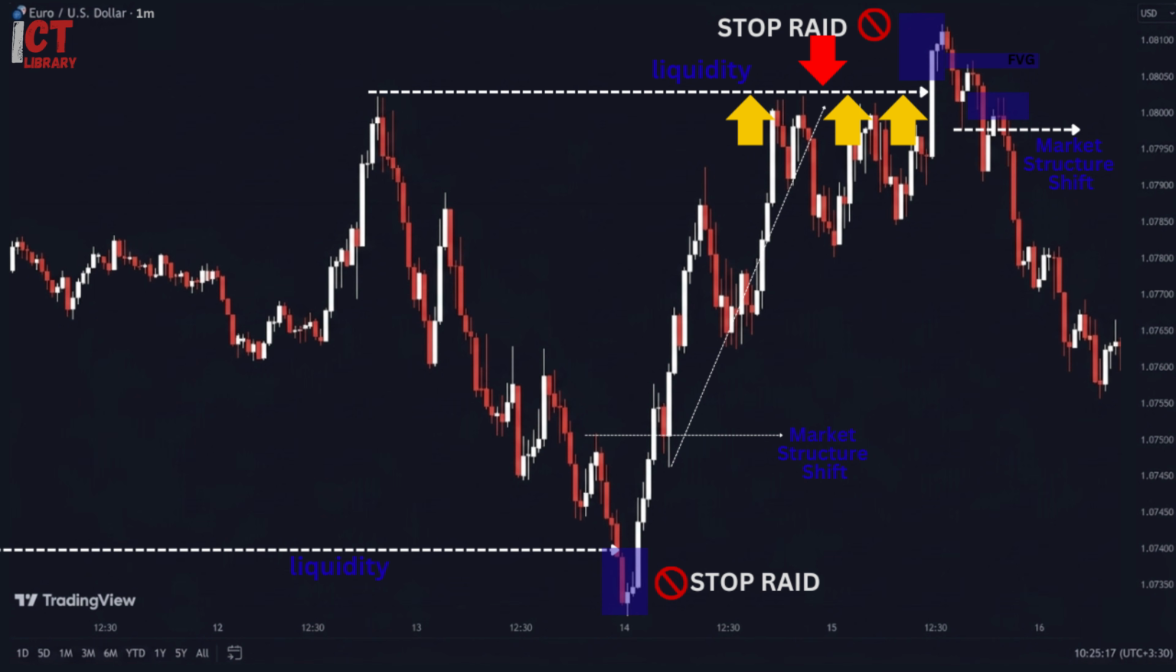Those institutions that bought earlier at lower prices use those buyers as counterparties. They sell into their orders. The logic is not complicated. It simply appears complicated when viewed the wrong way.